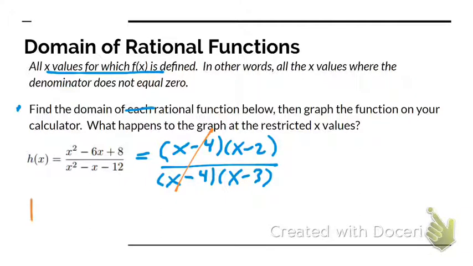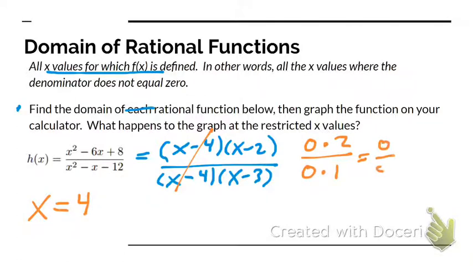Because we're looking for all the x, if we're looking at h of x, alright, if you were to plug 4 in, we would get undefined. Because it would be 0 times 2 over 0 times 1, which is 0 over 0, which is considered indeterminate. It's not a real number, so we would take 4 out of our domain. Alright, even though it cancels out.